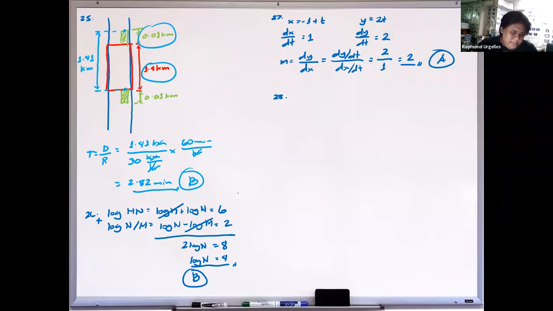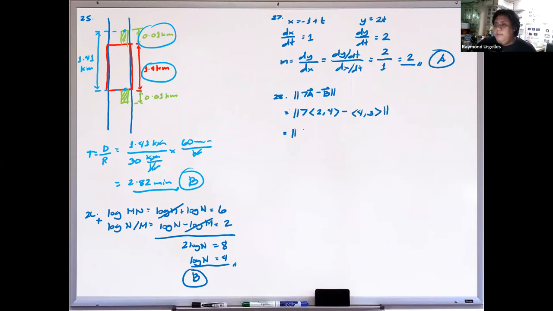So number 28, okay? So again, if A is given, and B is given, hinahanap yung magnitude of 7A minus B. Okay, so magnitude of 7A minus B. From the given, vector A is (2, 4) and vector B is (4, 3). Okay. So then let's try to solve this.